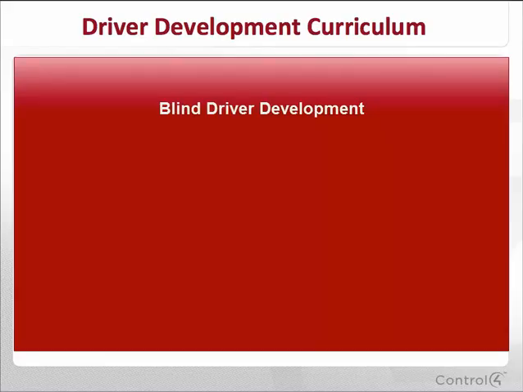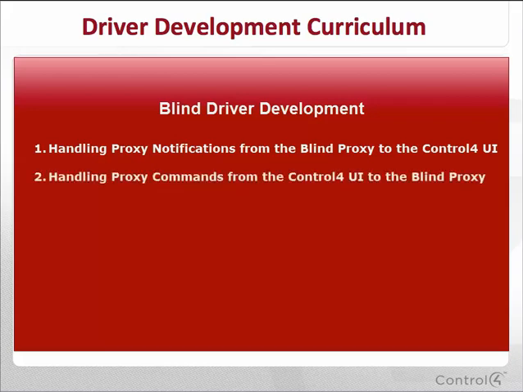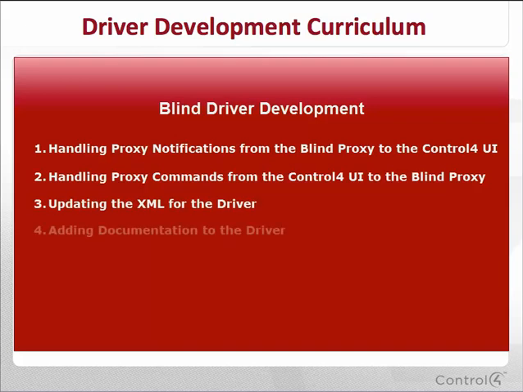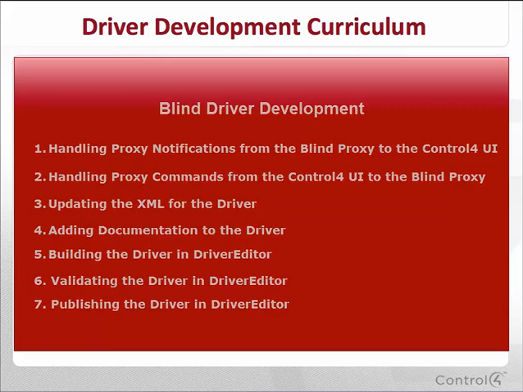Now, let's begin to modify this template and turn it into a publishable C4Z file which supports our blind controller. In this section of the video, we'll show you examples of each of the development steps to complete the driver. These include handling proxy notifications from the blind proxy to the Control4 UI, handling proxy commands from the Control4 UI to the blind proxy, updating the XML for the driver, adding documentation to support our driver, building the driver in Driver Editor, validating the driver in Driver Editor, and finally, publishing the finished C4Z file.